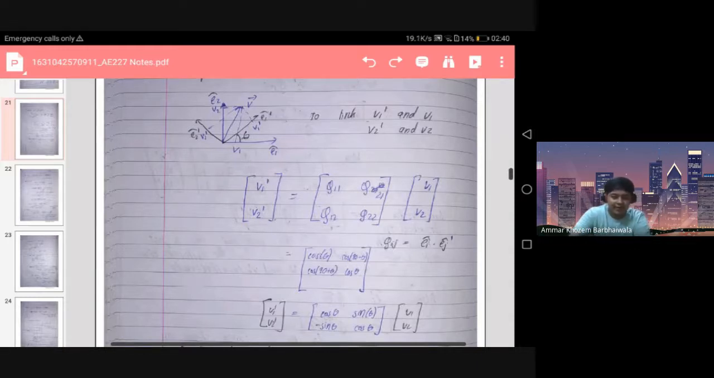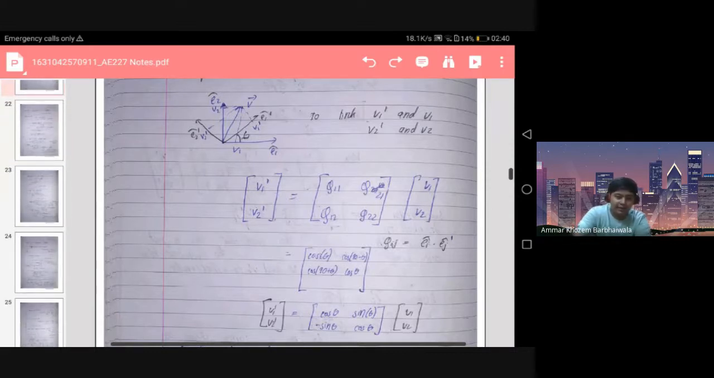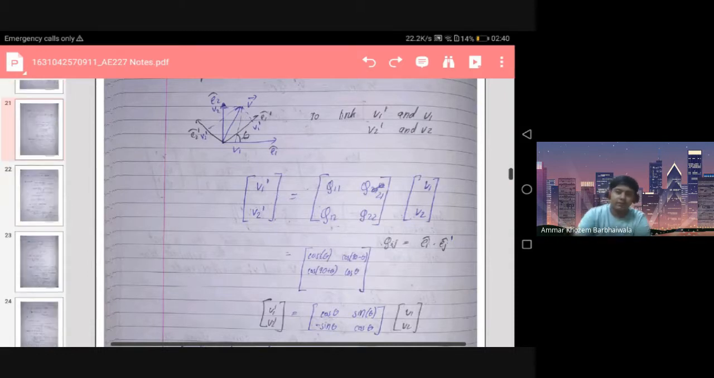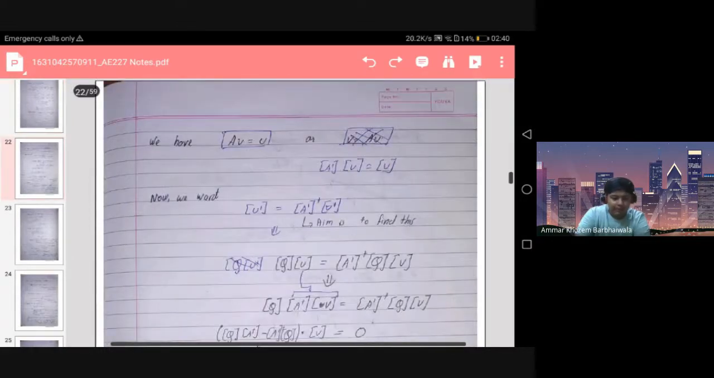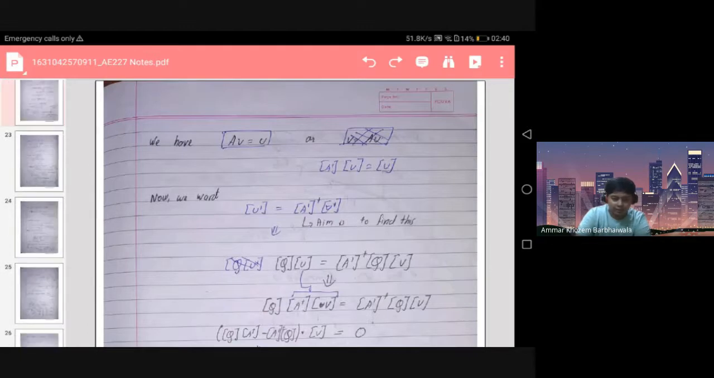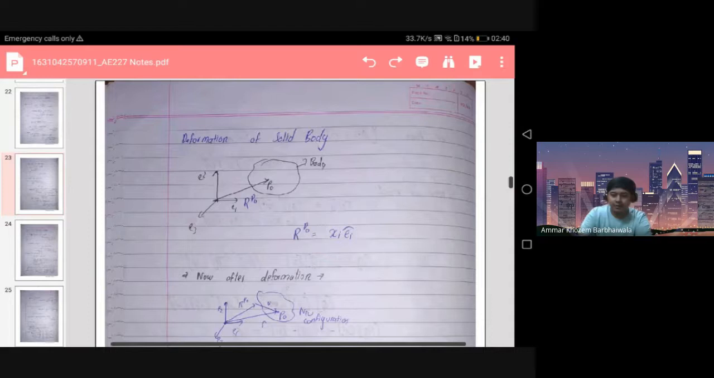So yeah, with that I guess we would end the tensor part. It's very simple. I guess a basic brush up of linear algebra would do the job, and you would easily understand that. These are some results which you can find in the notes. After this, in the next video, we can start with the deformation of a solid body.